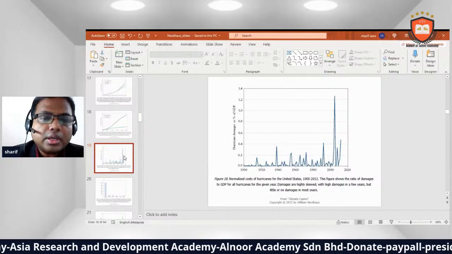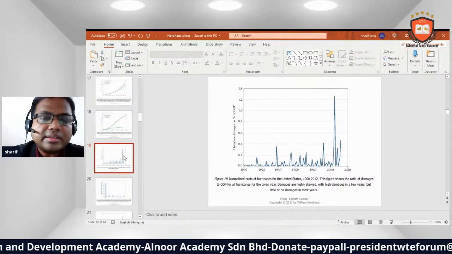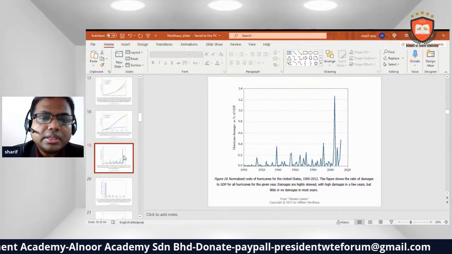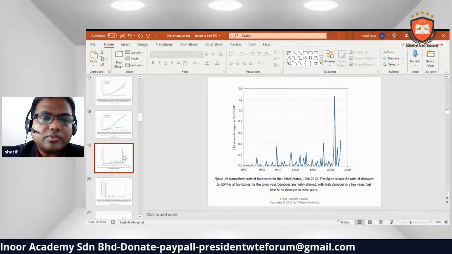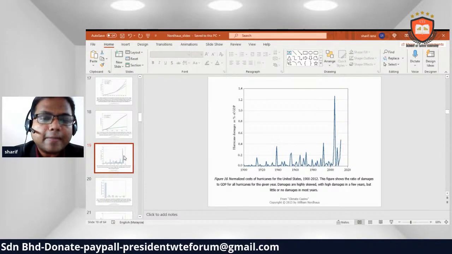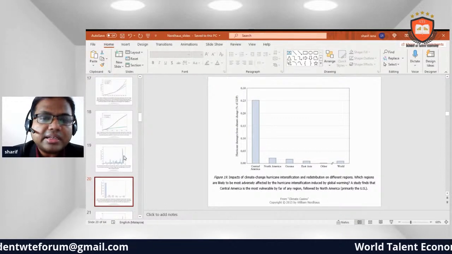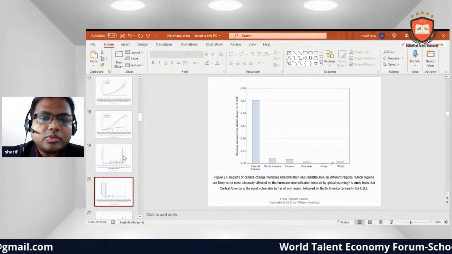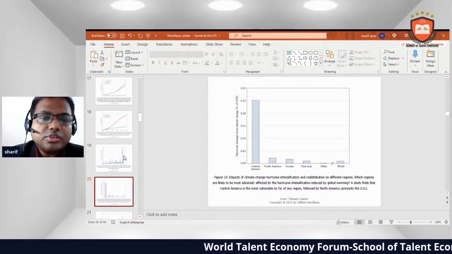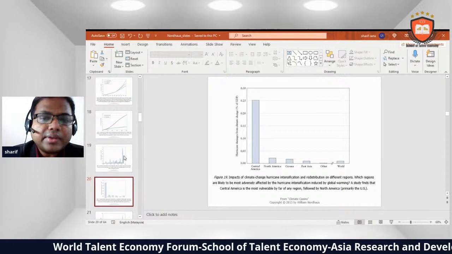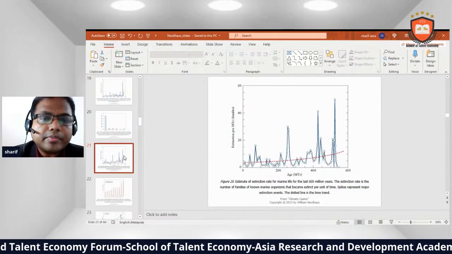Normalized cost of hurricanes for the United States, 1900 to 2012. The figure shows the ratio of damage to GDP for all hurricanes for the given year. Impact of climate change, hurricane intensification and the redistribution on different regions. Which regions are likely to be most adversely affected by the hurricane intensification induced by global warming.